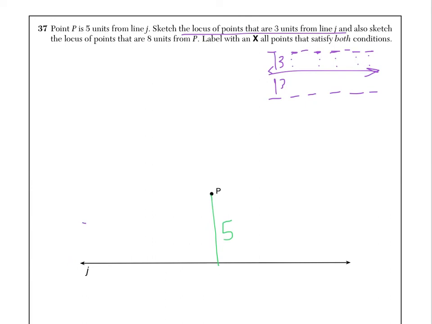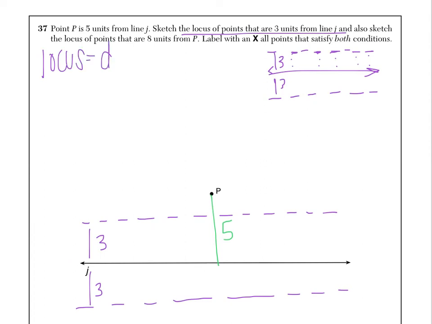So I need to go just above halfway. This is 3 units. This is 3 units. Locus is always dotted. And locus just represents the points that are a given distance away from a line, a point, a set of points, whatever it happens to be.